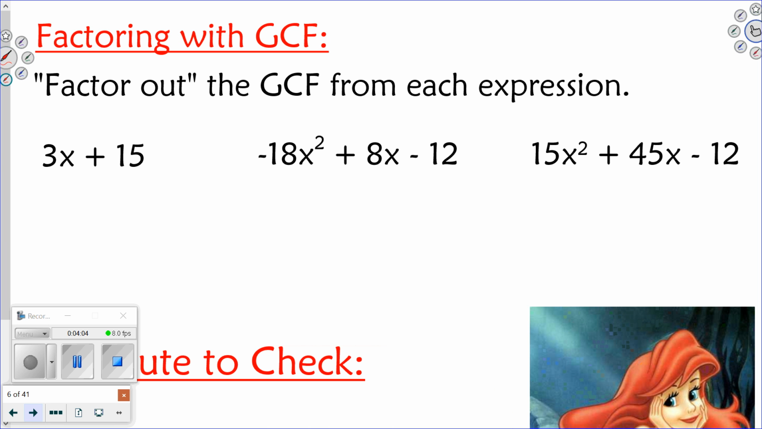All right, so let's actually practice factoring them out then. When you are factoring, you are pulling out a GCF, it's like undistributing.